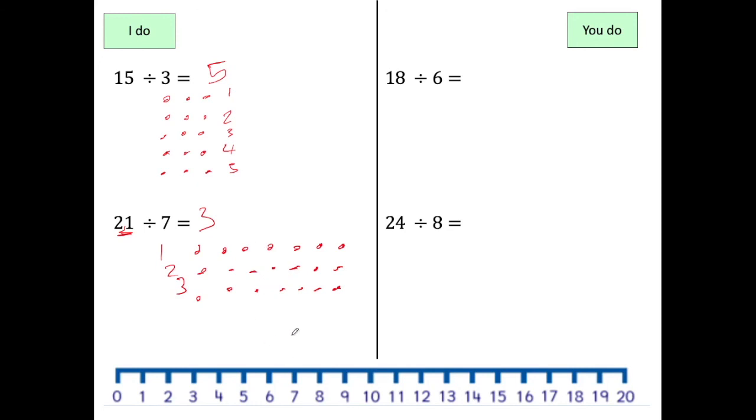Once again, just pause the video for about half a minute to a minute and attempt the 2 questions on the right hand side. So the answer you should have got for the top question should be 3. And for the second question here, once again, it should be 3.